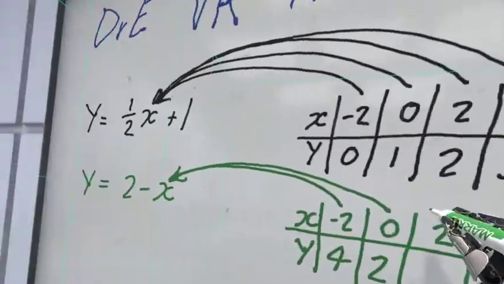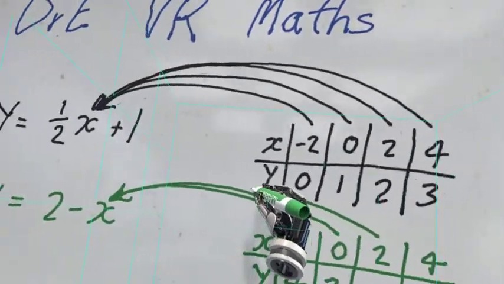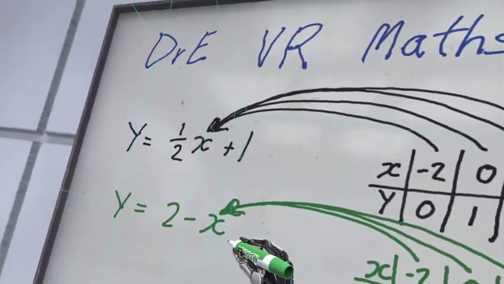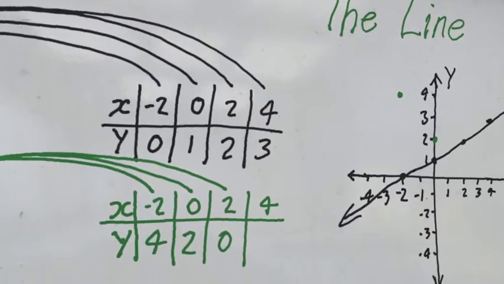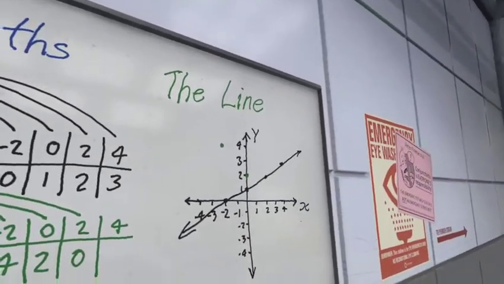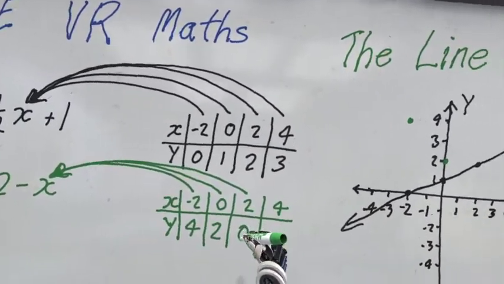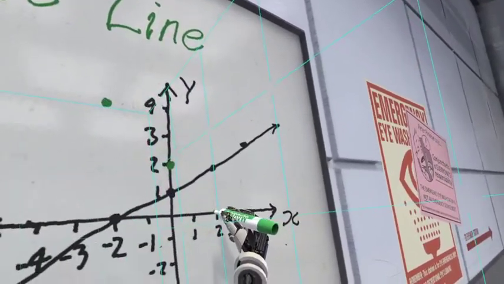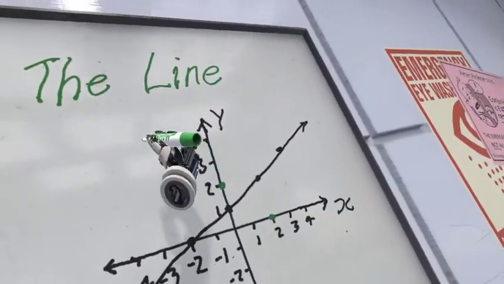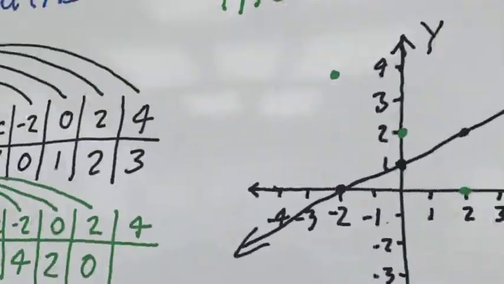Next one, we're going to put in 2. And again, this one will be very easy. What is 2 take away 2? 0. So now we've got 2, 0. X is 2, y is 0, and they join together just there. You can see the way this line is going to go.